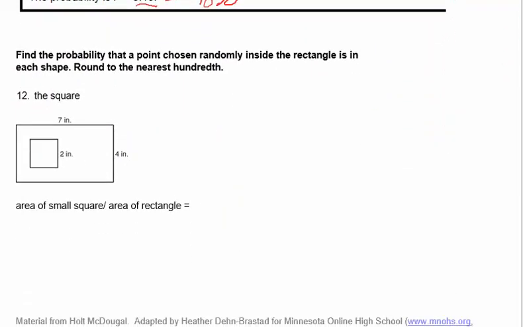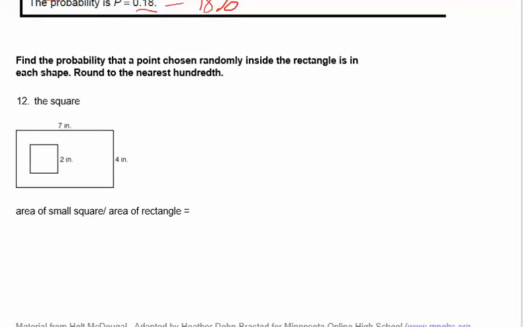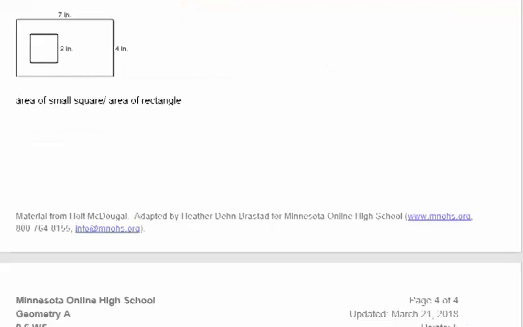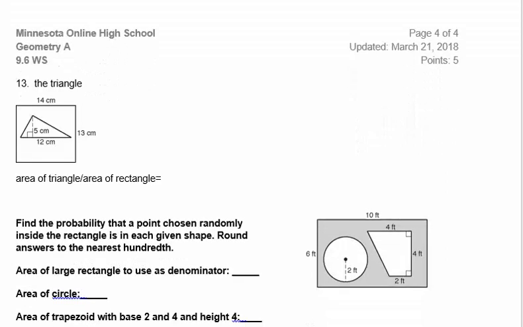So for the next few problems, you'll be doing that exact same thing. In number 12, you need to find the area of the square and the area of the rectangle, write it as a ratio, and then change to a decimal. You can also write it as a percent if you want. In 13, you'll be finding the area of the triangle and the area of the rectangle, write it as a ratio and simplify.